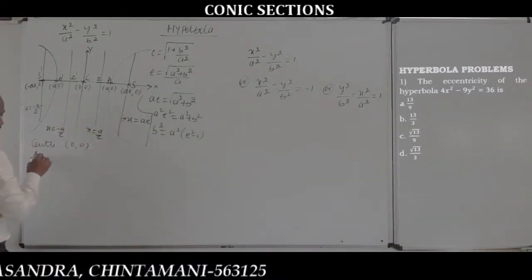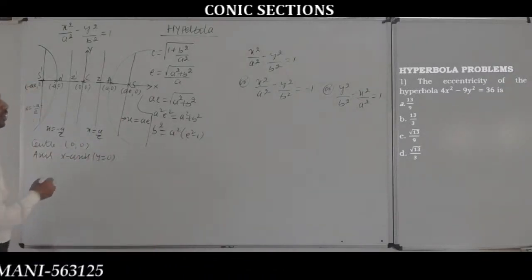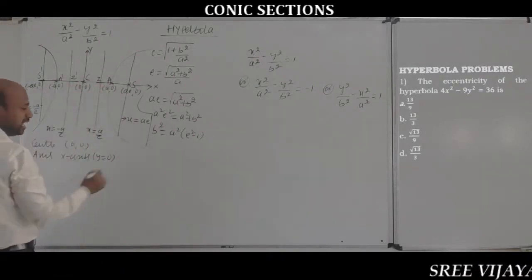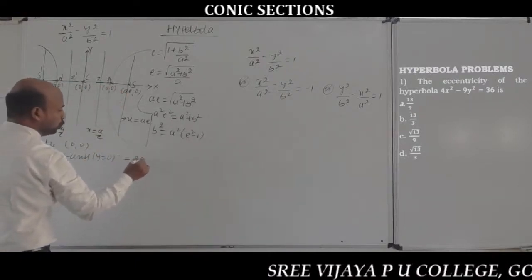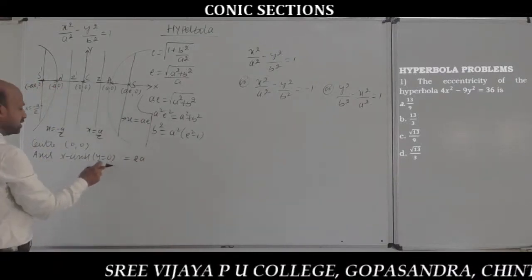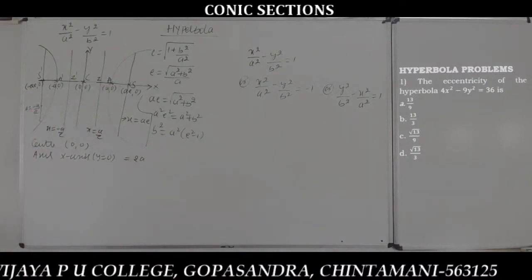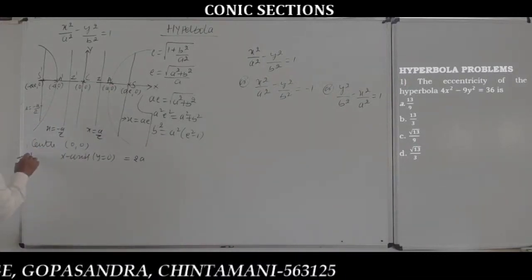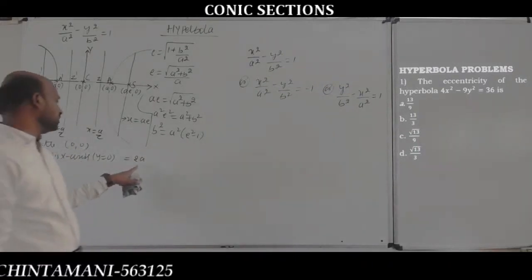So the axis of the hyperbola, the x-axis, is nothing but y is equal to 0, and the length of the transverse axis is 2 times a. Okay, the axis is the x-axis, and its equation is y is equal to 0. We call the x-axis the transverse axis of the hyperbola. Its equation is y is equal to 0.